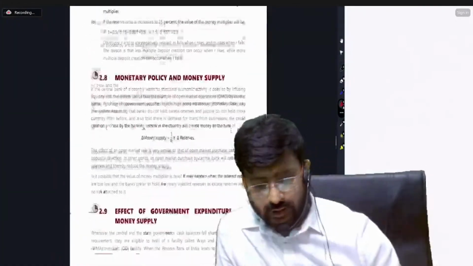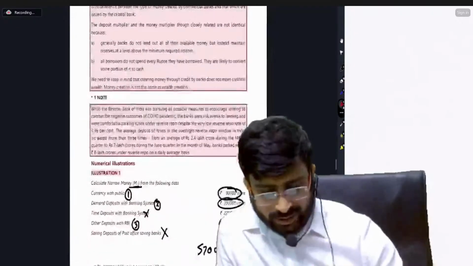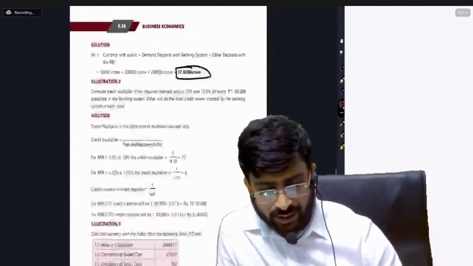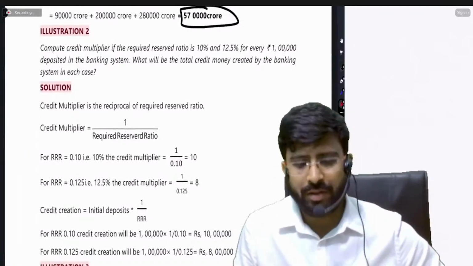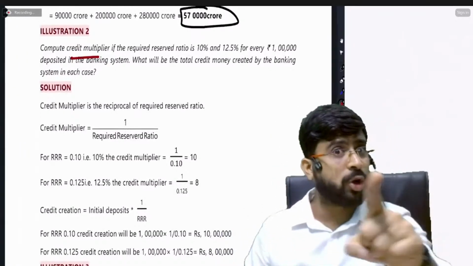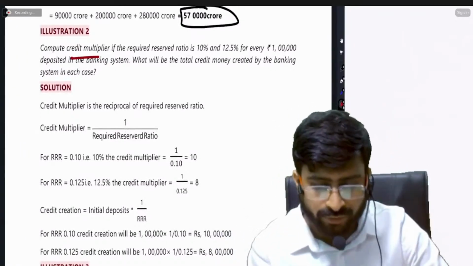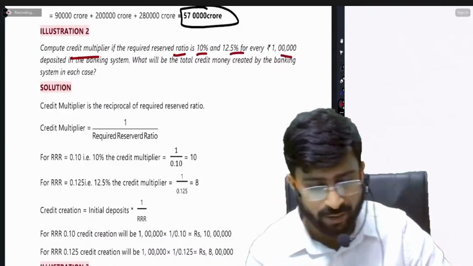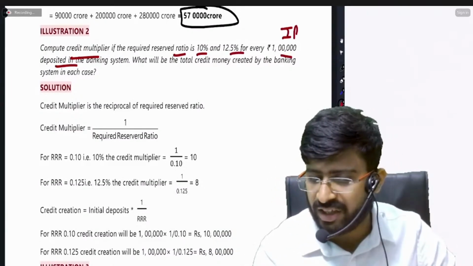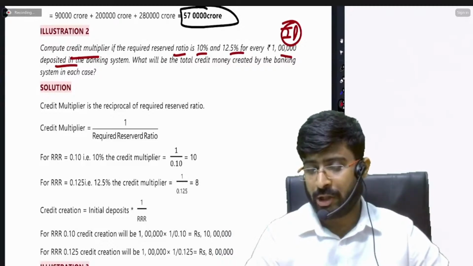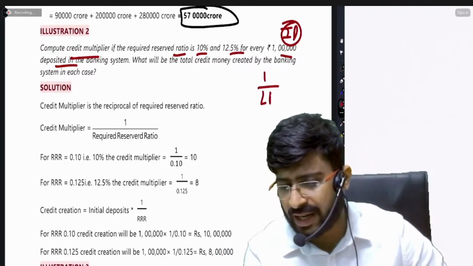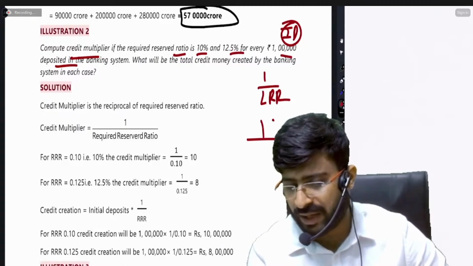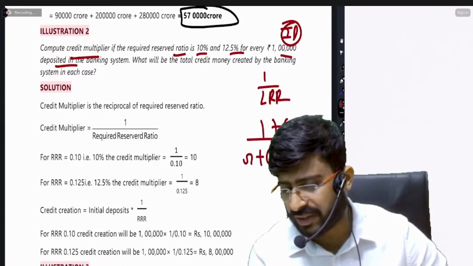So now, let's talk about this. See, compute the credit multiplier. See, they have told the credit multiplier, if the required reserve ratio is this, for every 1 lakh deposited. So this is the initial deposit, yes or no? Now, here, will the first formula I taught, 1/LRR, be used, or (1+C)/(R+C+E) be used?